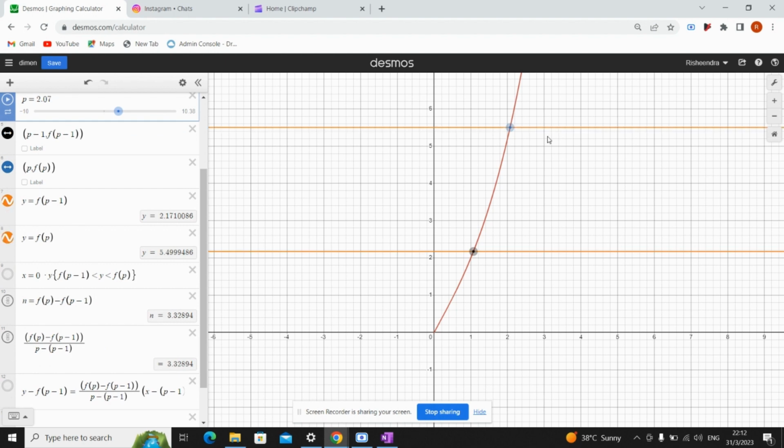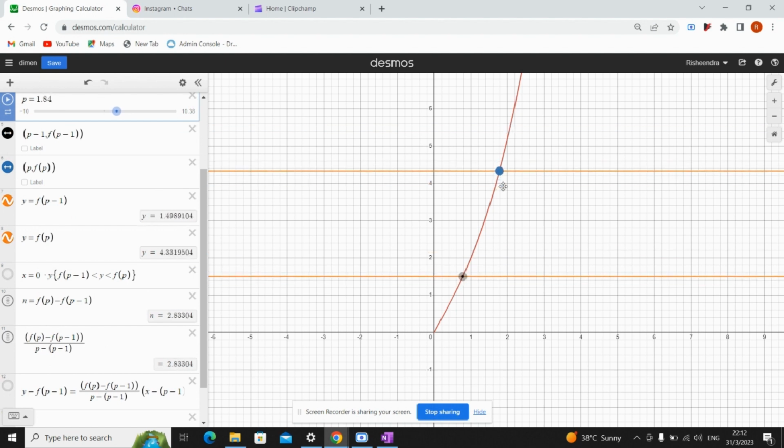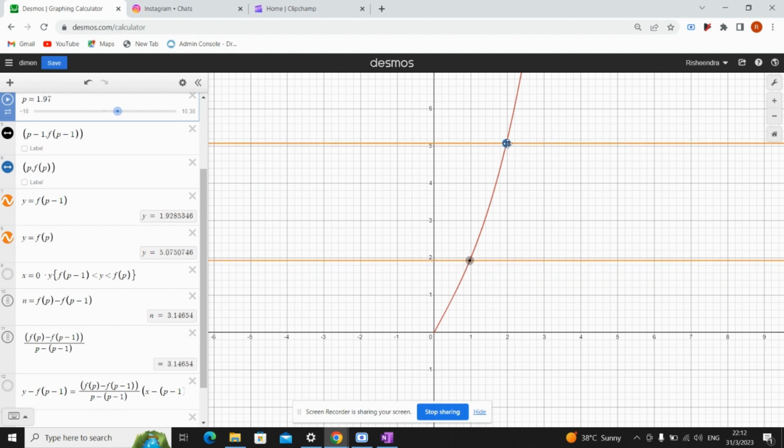Let's draw two horizontal lines perpendicular to the y-axis passing through these two points. Here, to find the distance traveled by the particle at the pth second, we need to find the vertical distance. So the vertical distance is f of p minus f of p minus 1. A very simple equation.